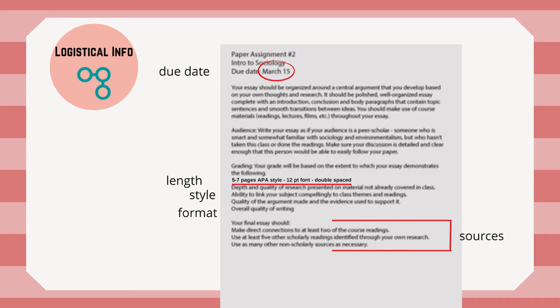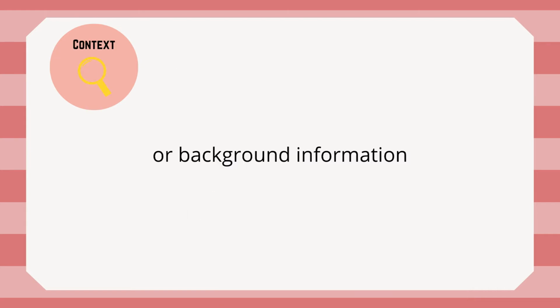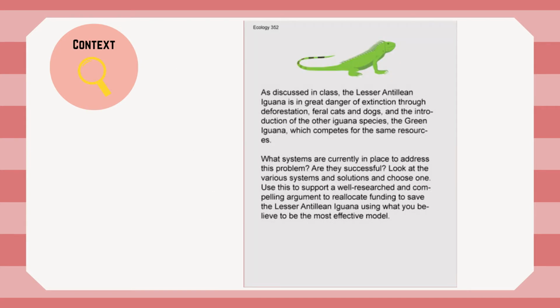Many assignments set the stage with some context or background information. In this example, the assignment begins with a brief summary of the class lecture about the endangered species status of the lesser Antillean iguana. Take a moment to read this example. Other common parts of an assignment sheet include prompts from your instructor to focus your writing and direct questions to be answered. Take a moment to read through this example.